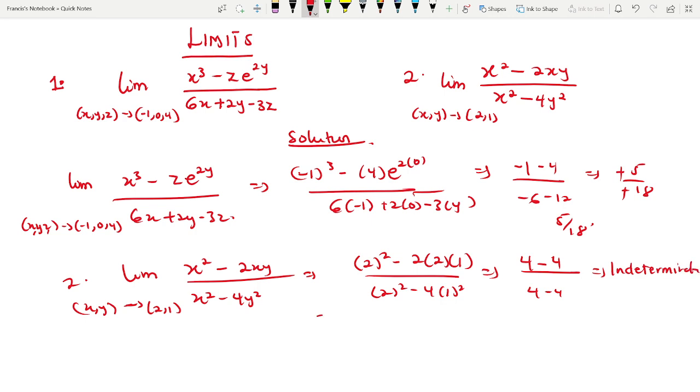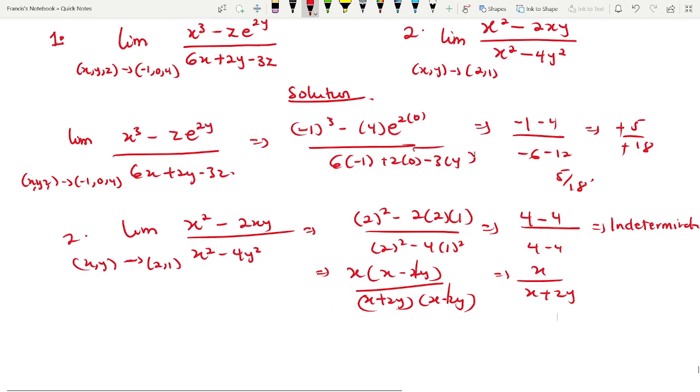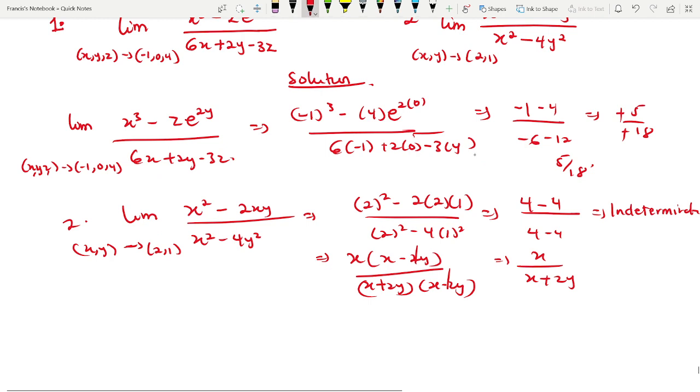So now what you're going to do is modify this function. Is there a way to simplify this function? Oh yeah. So let's see. I have x squared here and x squared here. I can factorize x out in the numerator, and I'll have x multiplying x minus 2y, all over, here is a difference of two squares, so I can have x plus 2y times x minus 2y. Is that not it? So this will cancel this out, and I'll be left with x over the expression x plus 2y. Having done this, it means that we have cleared the discontinuity.